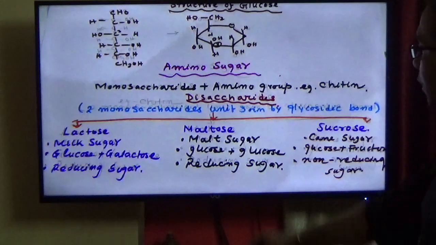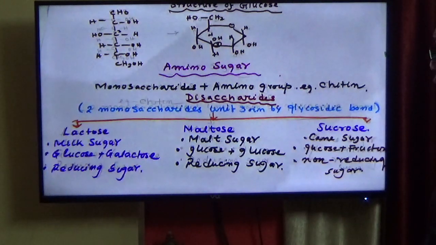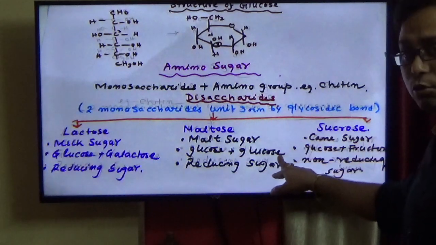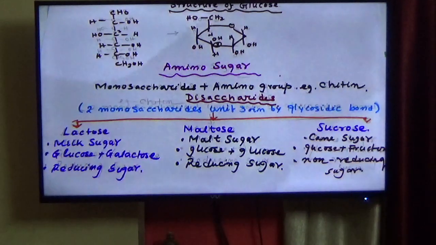Next we discuss the structure of maltose. Maltose is called malt sugar. And why is it malt sugar? Because we get maltose from malt. And what are its monosaccharide units? Glucose plus glucose. So 2 glucose units are there in the case of maltose. It is also a reducing sugar.